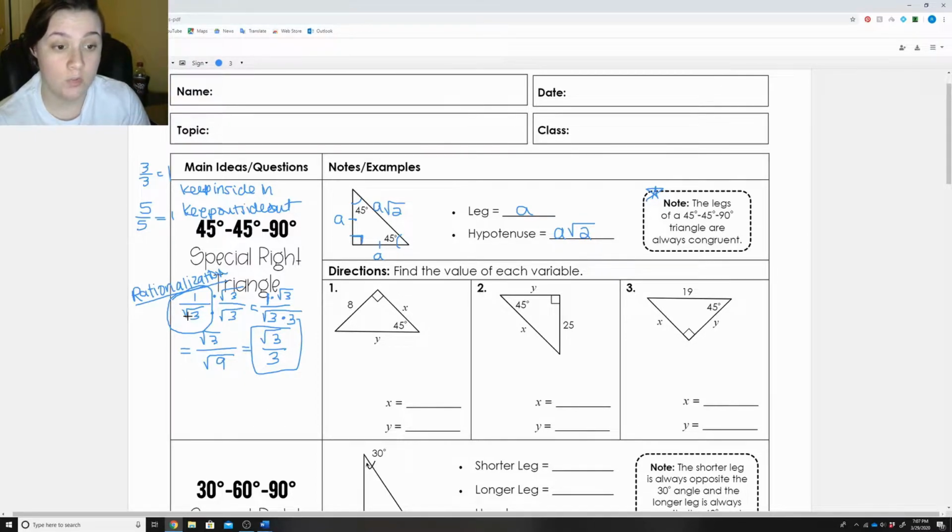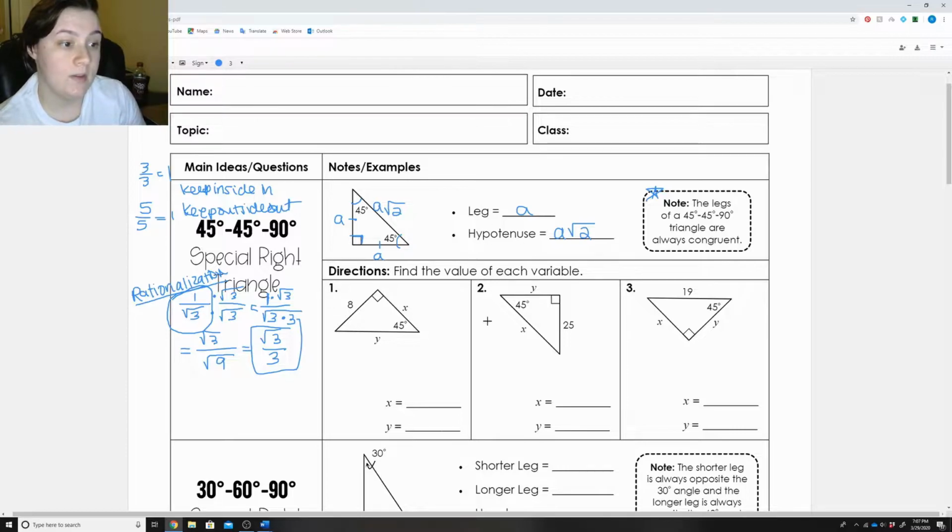So I don't want to see any square roots on the bottom of the fractions. I want it on the top. Use rationalization: multiply by the square root that you have on the denominator on the top and the bottom of the fraction, and simplify. So now that we have all of this, we can actually go to number 1 and look at it.